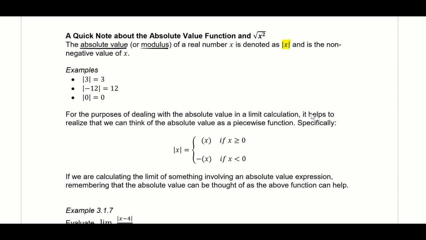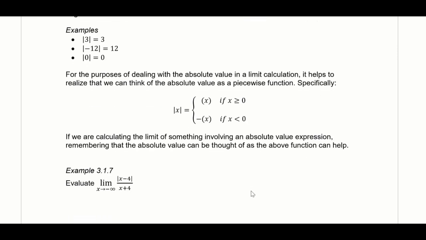But this can be a really helpful function when it comes to dealing with limits at infinity. Because, as we'll see, it can be really useful when we're dealing with this square root of x squared, which is kind of a weird term. And sometimes you might run into functions like this, for example, where you do have the absolute value in the function. So it's worth noting what to do with that when you're taking the limit.